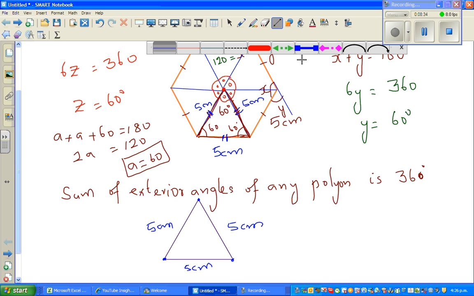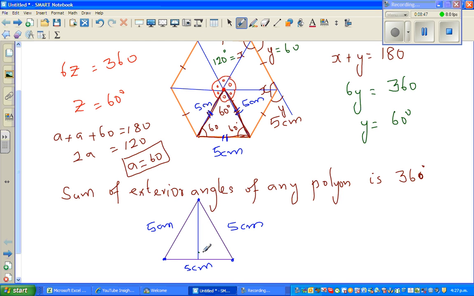So I'm going to drop a perpendicular from here to here. This is a right angle, and these are equal, so this would be 2.5. Here we know this angle is 60. This is 90, so this has to be 30. So we only know this information. I want to find the area of a triangle. I need the base, which is 5 centimeters, and I want to find the height. So this is my h, which is the height.